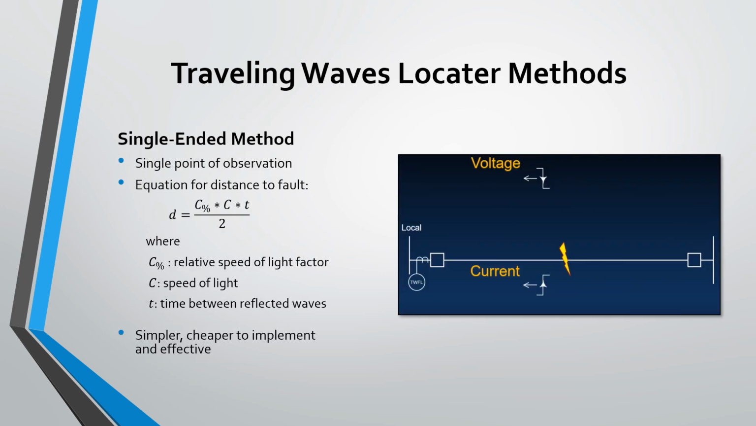Another method used to locate faults using traveling waves would be the single-ended method. This method is much simpler because it only requires one observation station at one side of the transmission line. Looking at the equation of the single-ended method, we can see that it's a much simpler equation. It consists of the speed of light factor, which is the approximate amount of time to adjust when traveling through that medium, the speed of light, and the time between the reflected waves. It is much more effective than a double-ended method and cheaper to implement.